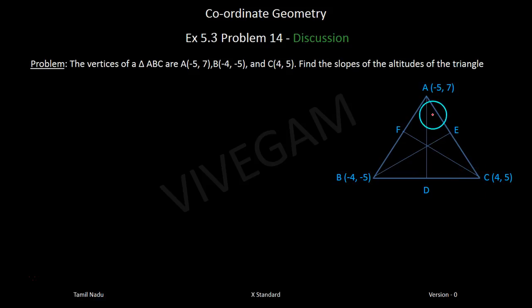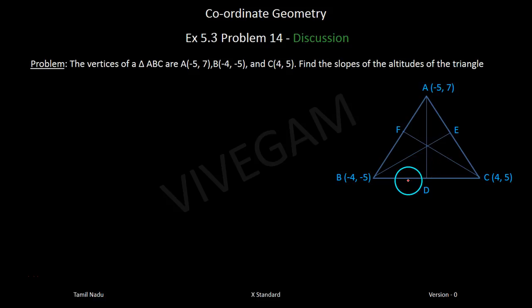And what are the altitudes? Altitudes are AD, CF, and BE. But the difference here is that altitudes are perpendicular to the sides. So AD is perpendicular to BC, and BE is perpendicular to AC. So all you need to do is find the slope of BC. Then from that value you can calculate the slope of AD, because the product of the slopes of two lines which are perpendicular to each other is -1.